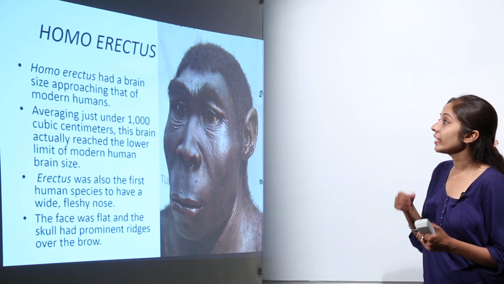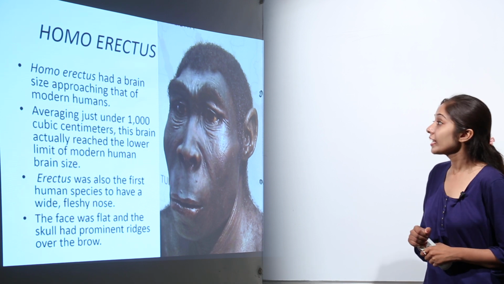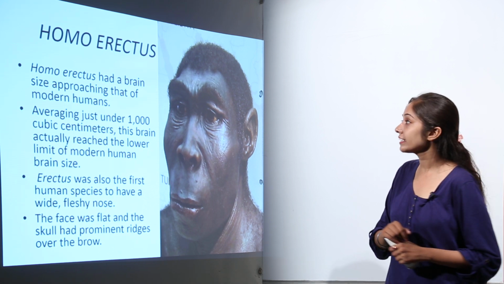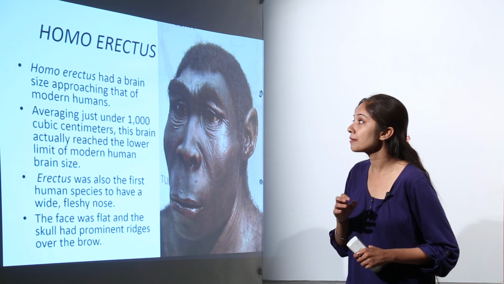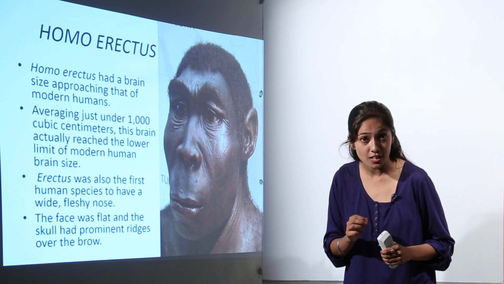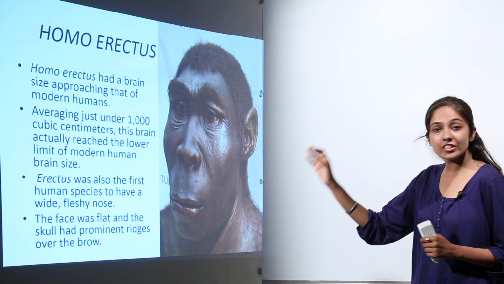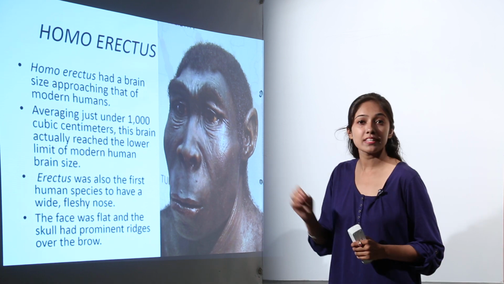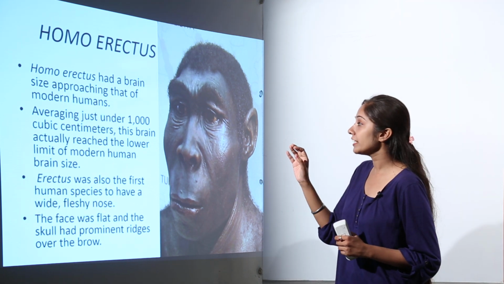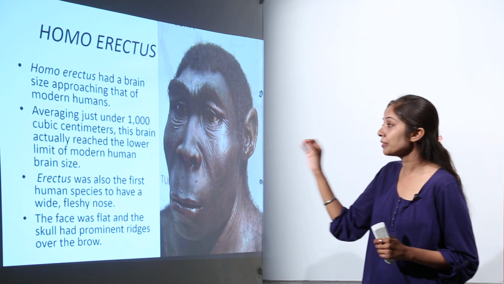Now, moving on to next, we have Homo erectus. Let us see what are the features of Homo erectus. Homo erectus had a brain size approaching that of modern humans. So, they were close to humans. Averaging just under 1000 cubic centimeters, this brain actually reached the lower limit of modern human brain size.